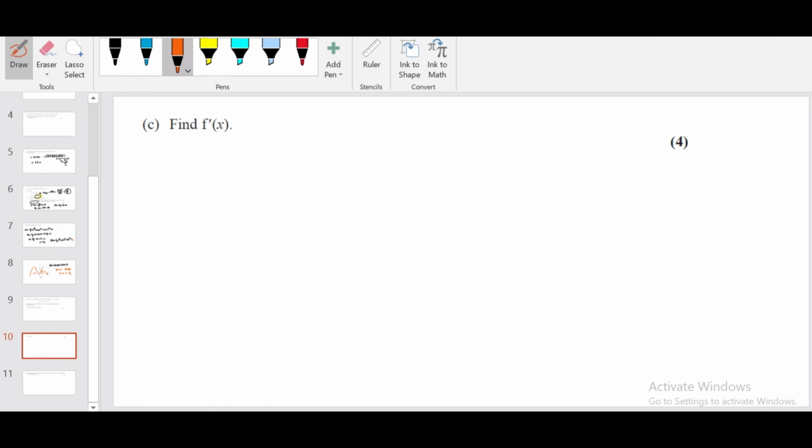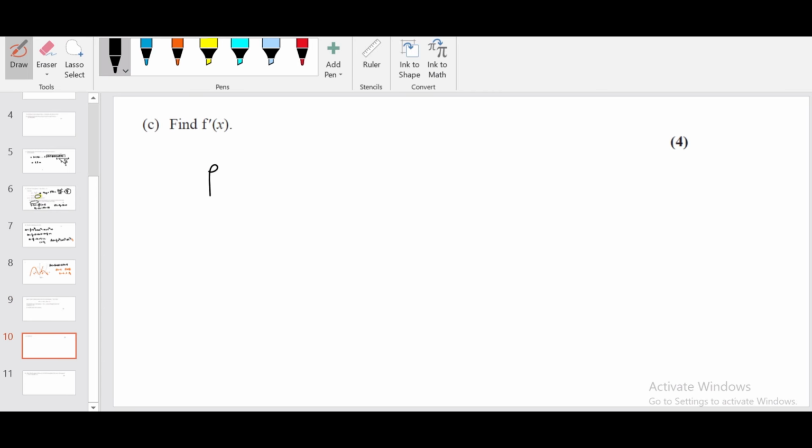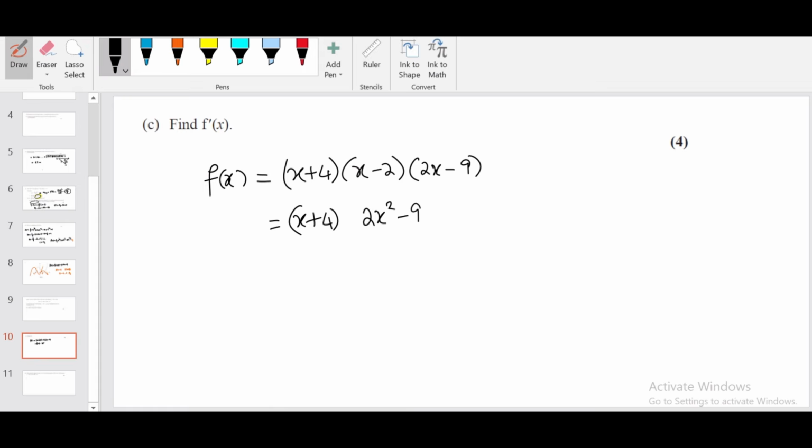Part C says find f dash of x. First of all, you need to take f(x) and open the bracket. f(x) is (x plus 4)(x minus 2)(2x minus 9). Open the bracket. Keep x plus 4 as it is. You'll get 2x squared minus 9x minus 4x plus 18. So it's going to be (x plus 4) times (2x squared minus 13x plus 18).